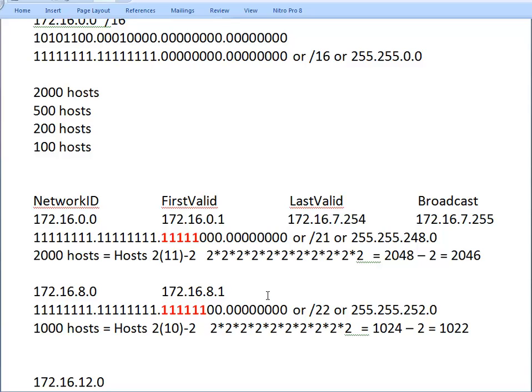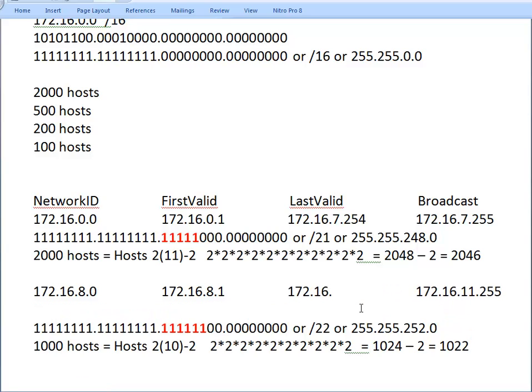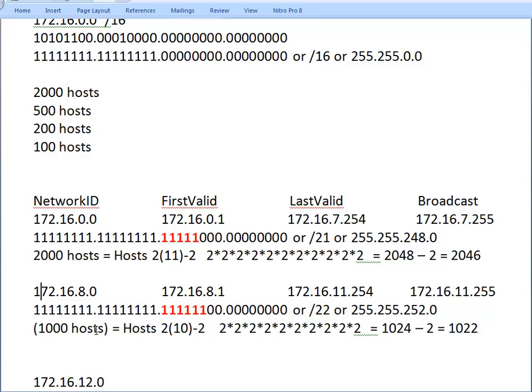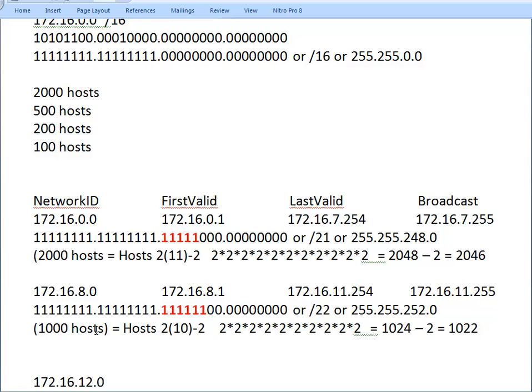Now the last valid and the broadcast will be the next network ID minus 1. So the broadcast is 172.16.11.255, sorry. The last valid is 172.16.11.254. Okay. Now we're done for the second network, for 1,000 hosts. This one was for 1,000 hosts.